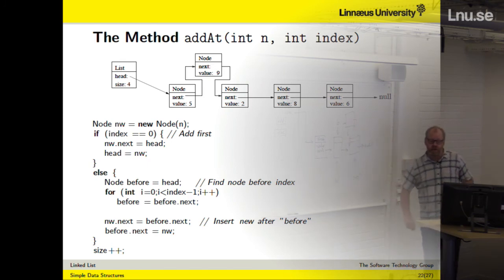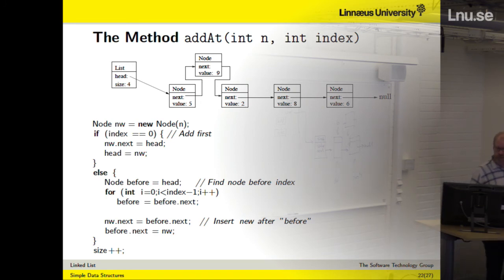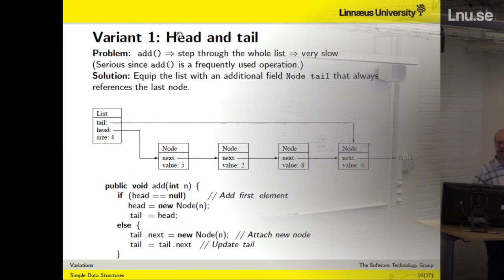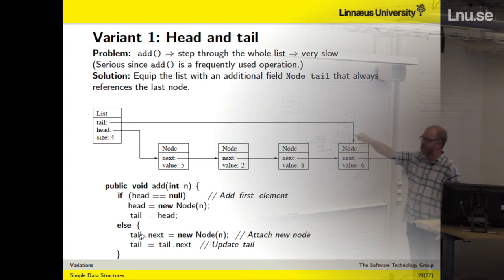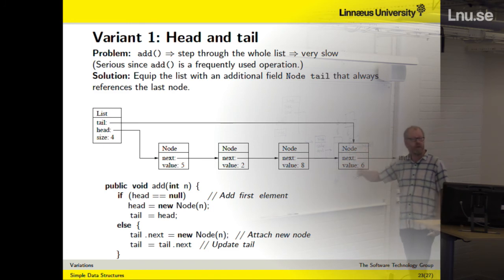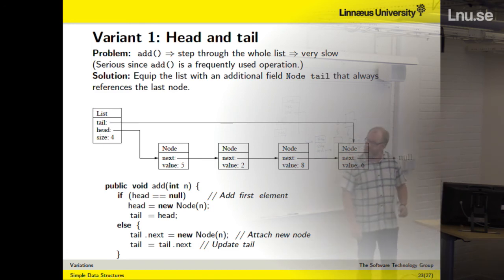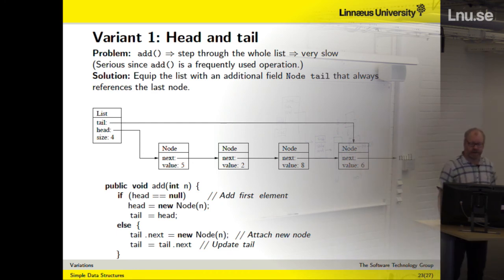So a simple improvement of the implementation is using not only a head but also a tail. We are keeping track of not only the first element but also the last element. So when we are adding an element, all we have to do is attach it to the tail node and do a bit of updating here. Rather than stepping through and finding null, we can jump directly to the final node and do an update there. So this one is the one that we are recommending. Otherwise, add is very slow.